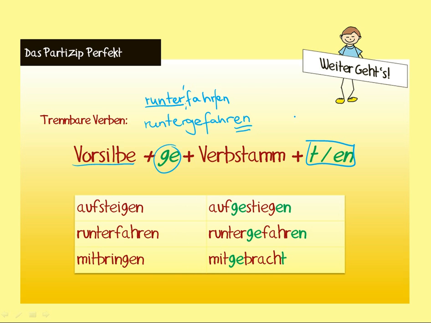Okay? And here are some other examples. Aufsteigen, aufgestiegen. Notice that the stem changes here. Runterfahren, runtergefahren. We did that already. Mitbringen, mitgebracht. Notice the stem changes here also, and it has a T here. Okay, so there is going to be some memorizing that is going to be involved in remembering the past participles.